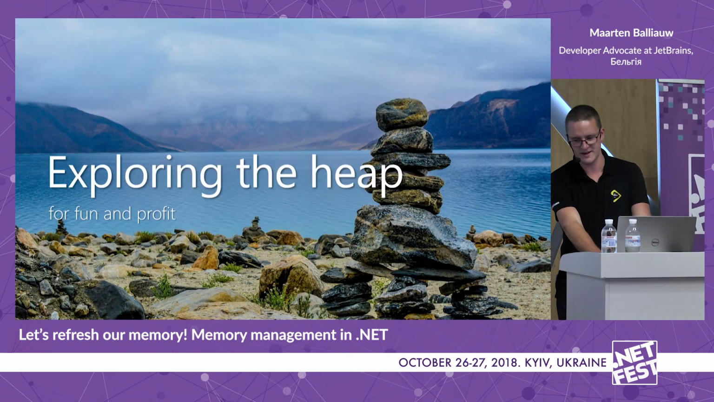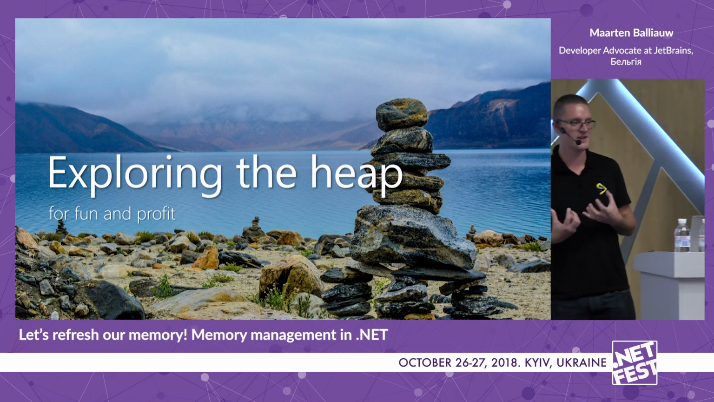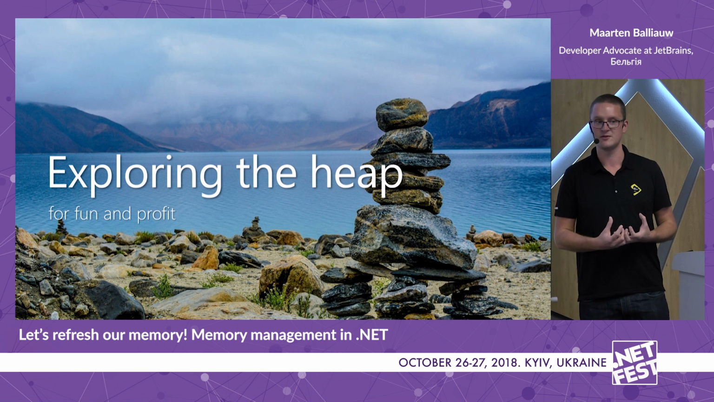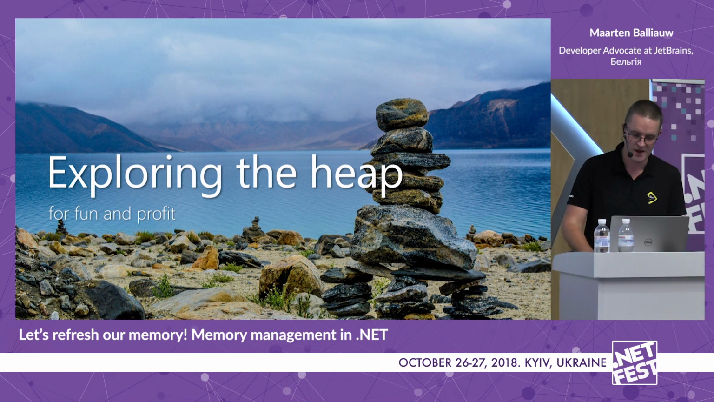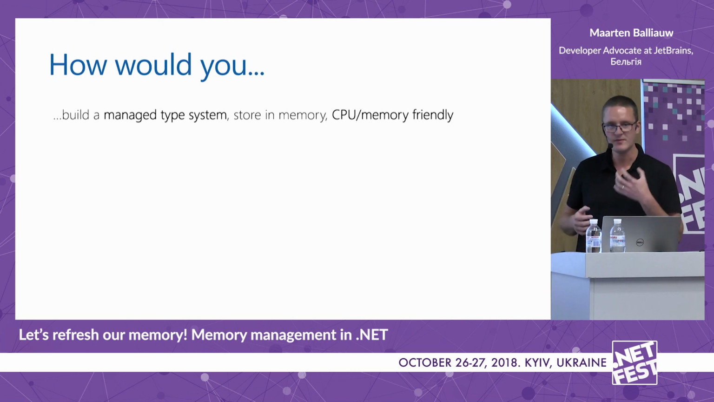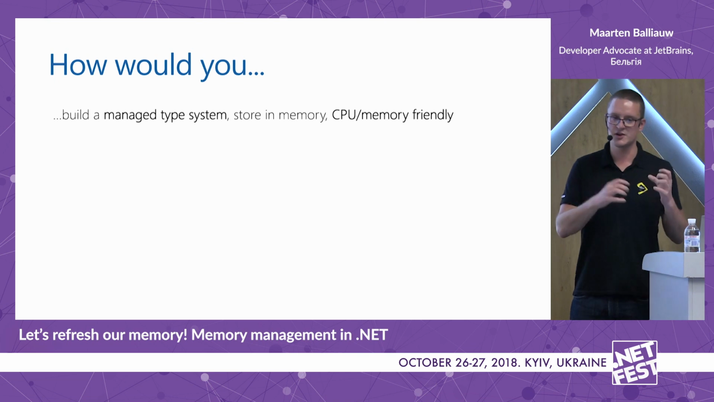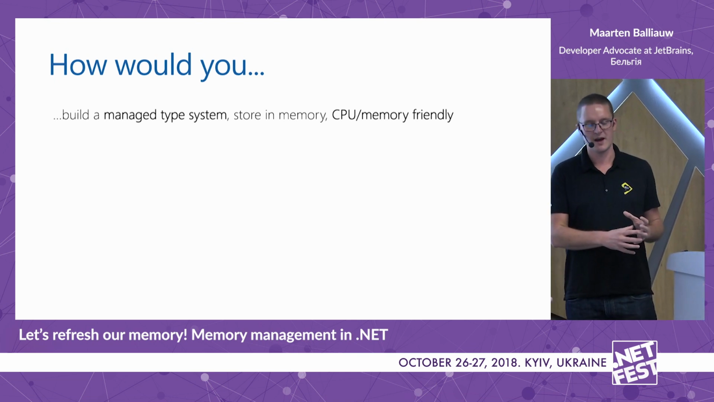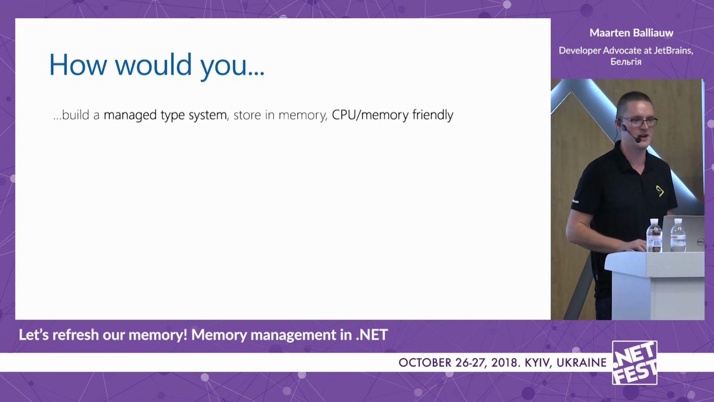Now, let's take a different angle and let's explore the heap. Let's see what .NET is actually storing in memory to see how your application or your memory space works. So how would you build something like .NET, a managed type system that is stored in memory of a computer, and that is both CPU and memory friendly? How would you build something like that?